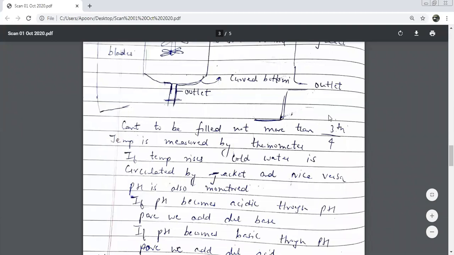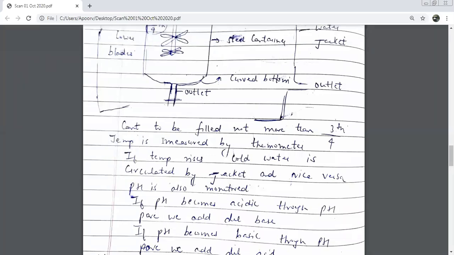The container is not to be filled more than 3/4. We had done that. Temperature is measured by the thermometer. Now, let's see the role of the water jacket. If the temperature rises, then cold water is circulated through the jacket, and vice versa. Means if temperature goes down, hot boiled water will be circulated in the water jacket. So a constant optimum temperature is always maintained.